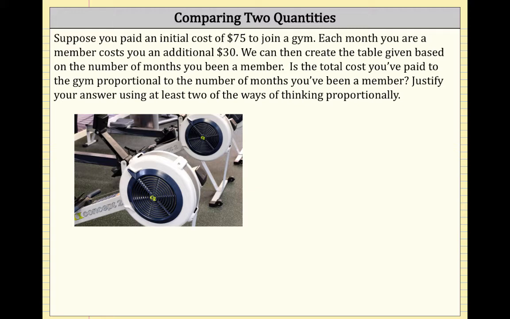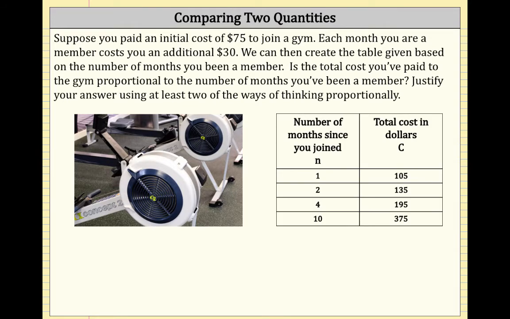Suppose you paid an initial cost of $75 to join a gym. Each month you are a member costs you an additional $30. So we can create a table based on the number of months you've been a member. The question is: is the total cost that you've paid to the gym proportional to the number of months you've been a member? Justify your answer using at least two ways of thinking proportionally.